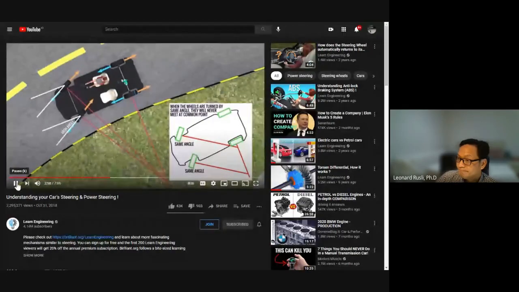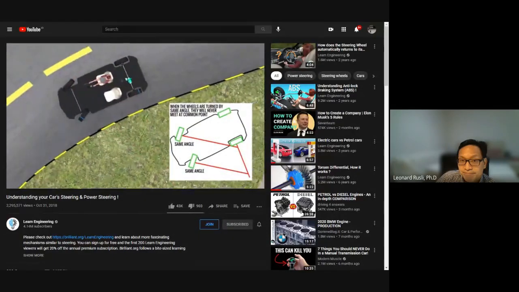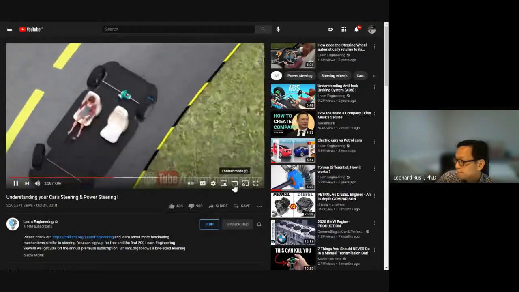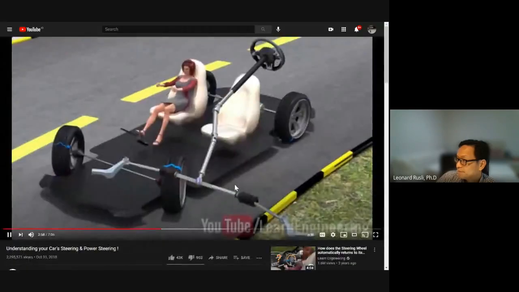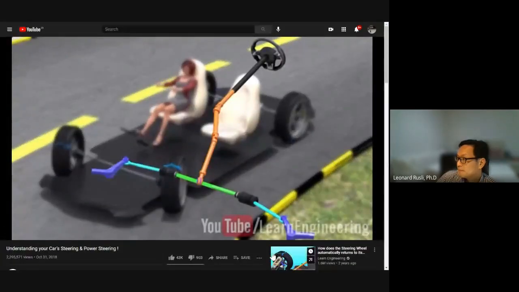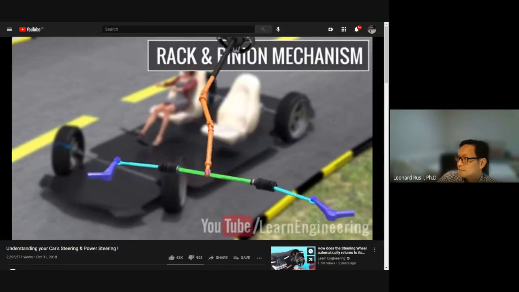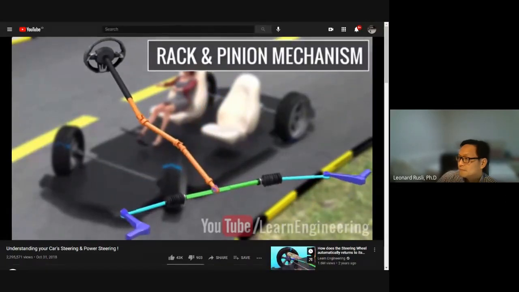This means that for perfect steering, the left and right wheels should turn at different angles. The steering mechanism is used to carry out this purpose. The most commonly used steering mechanism in modern vehicles is the rack and pinion type. Let's see how this mechanism manages to steer the vehicle.